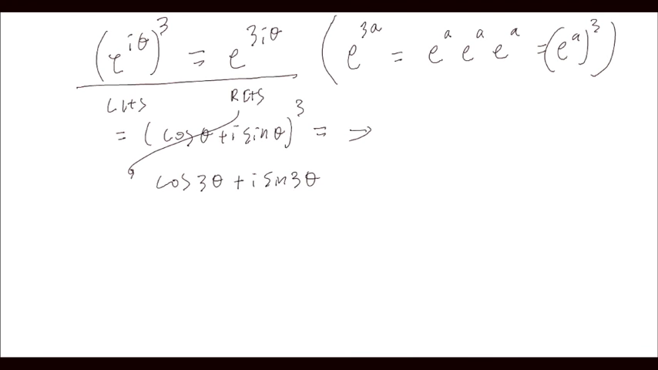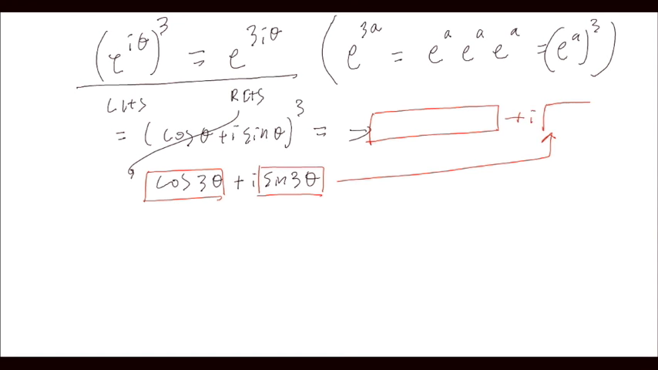So what do you say? The real part on the right hand side should be the same as the real part on the left hand side after expanding, right? In the same way you can get the formula for sine 3 theta. This is actually the imaginary part of this expansion. So this is how you can get the formula for cosine 3 theta and sine 3 theta.